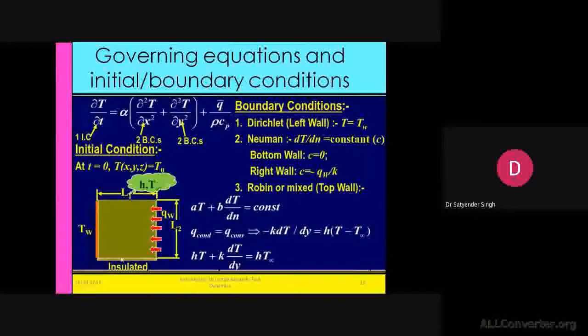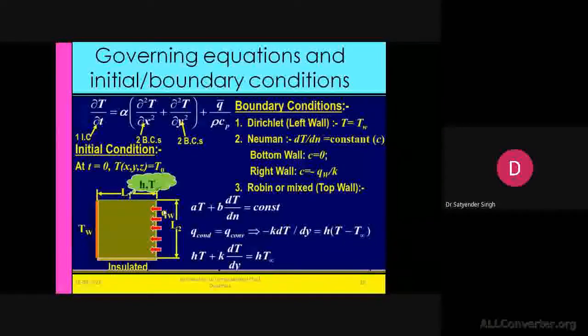And let's say the plate is insulated from the bottom. There I have to provide the gradient, and the gradient must be zero. I'm saying that the gradient will always be normal to the surface. It will be del T by del Y, equal to zero.